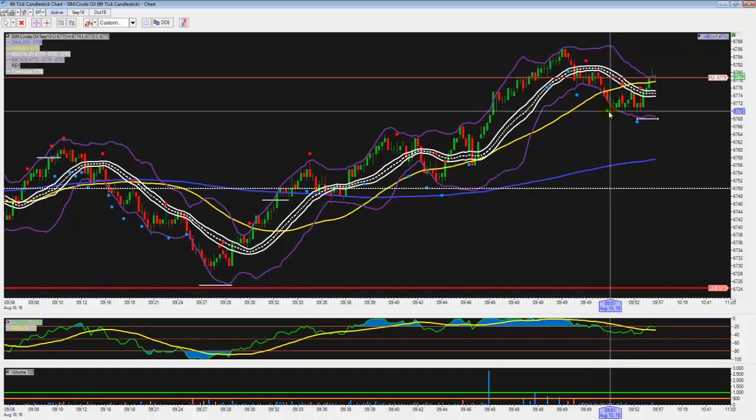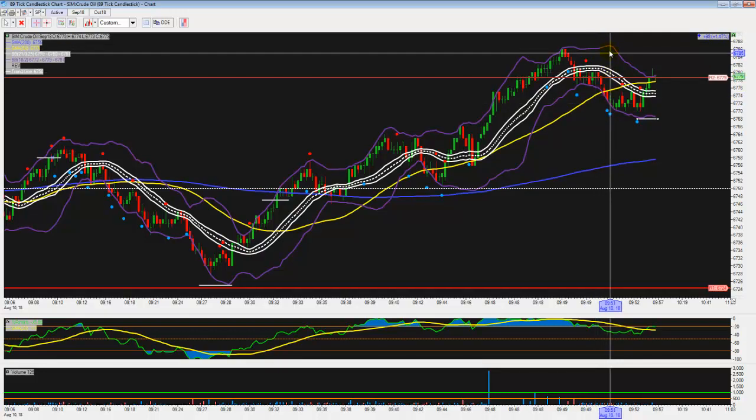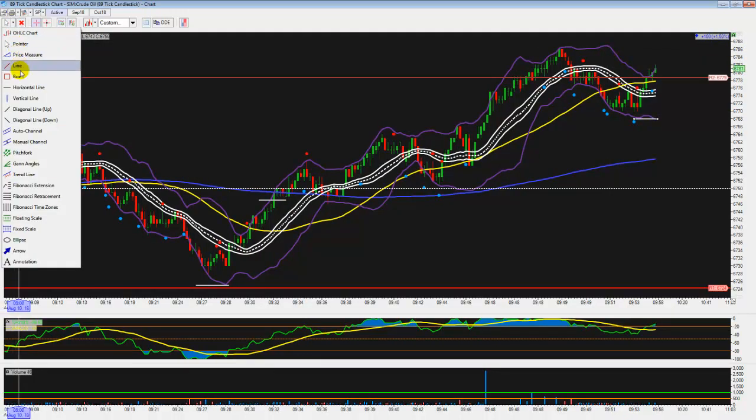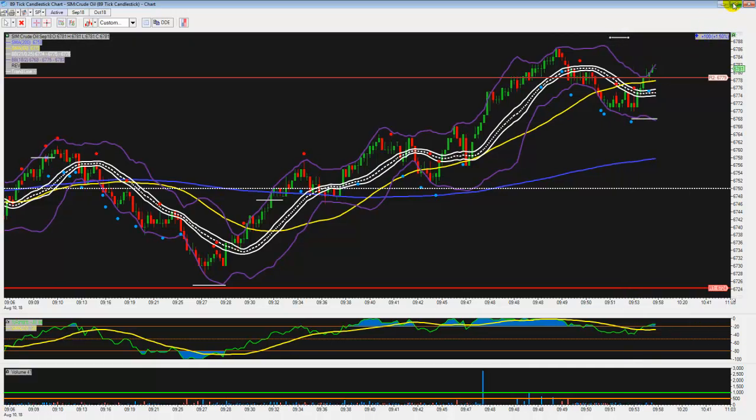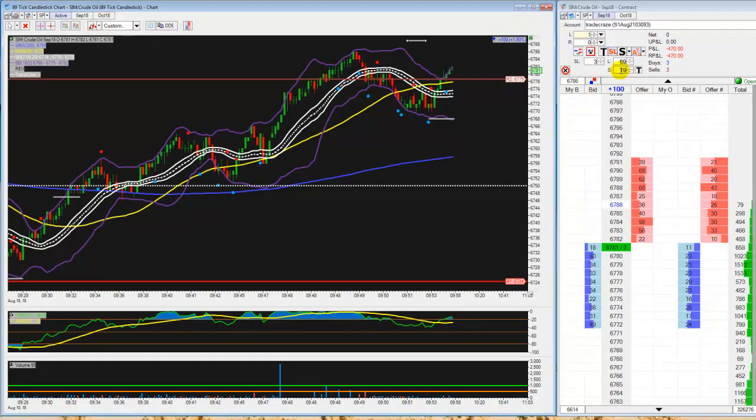So let's think about this. 70, 80, 89. So 89 would be the initial entry point, with a trailing stop based on today. 19 ticks is what we figured out.